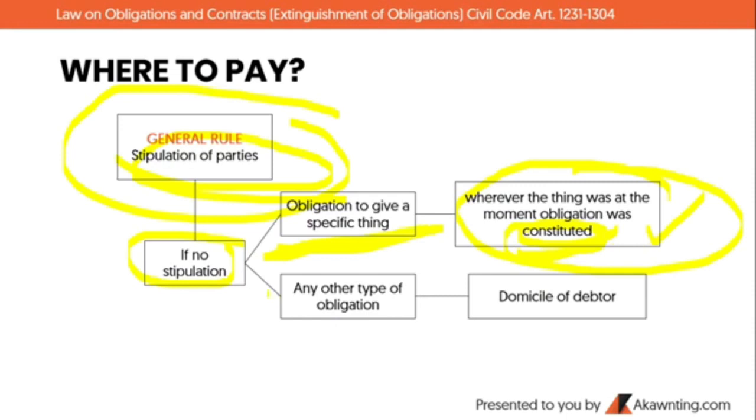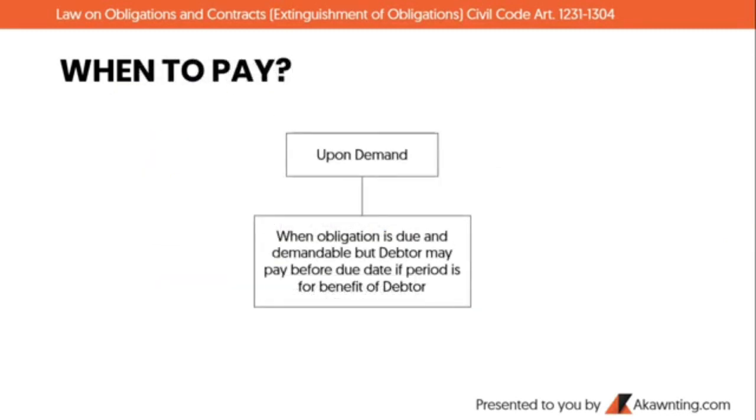Okay, tatandaan nyo yan. Another scenario is yung kapag ito naman ay any other type of obligation aside from obligation to give a specific thing. So, diyan nagfo-fall yung mga obligation to do, obligation not to do, obligation to give a generic thing. Okay? So, that will be at the domicile or kung saan yung lugar. Okay? Place ni debtor. Okay? The domicile of the debtor. Okay? So, ayan. Yun yung where to pay.